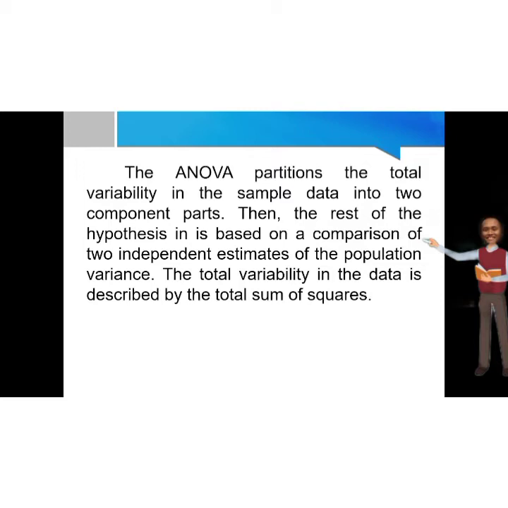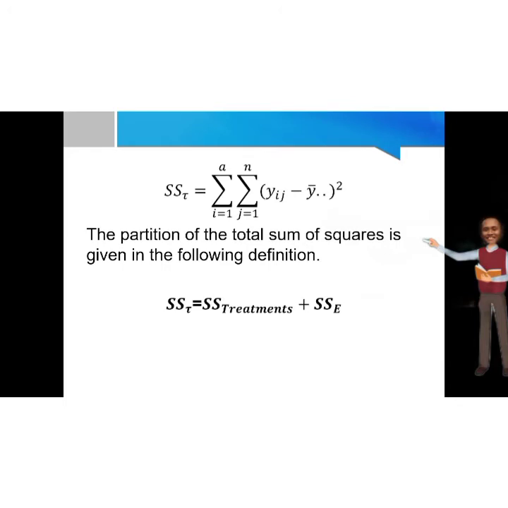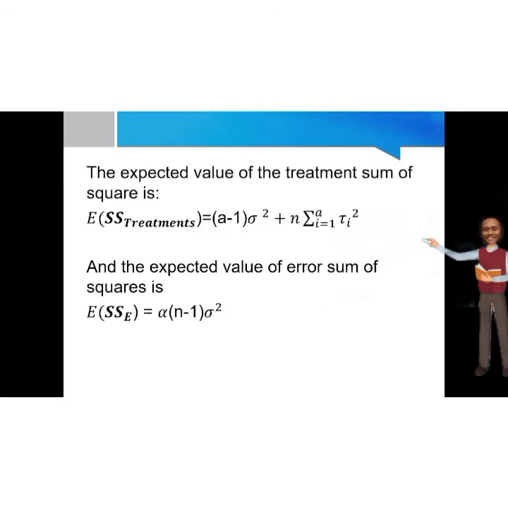The total variability in the data is described by the total sum of squares. SST is equal to the summation of i equals 1 to a and the summation of j equals 1 to n of (y_ij minus y bar..) squared. The partition of the total sum of squares is given in the following definition: SST is equal to SS treatments plus SSE.